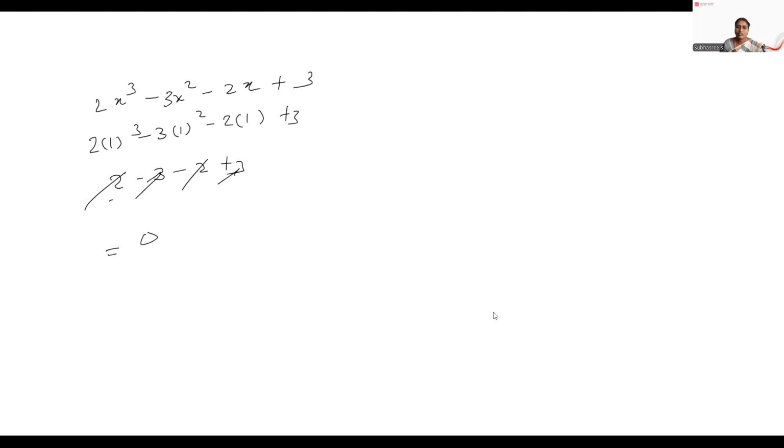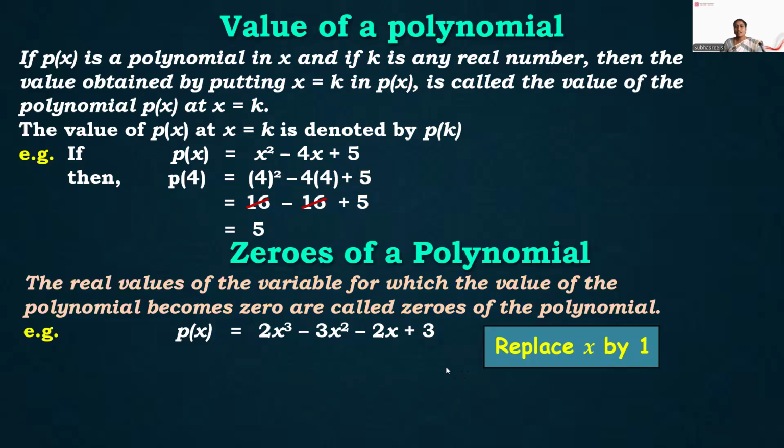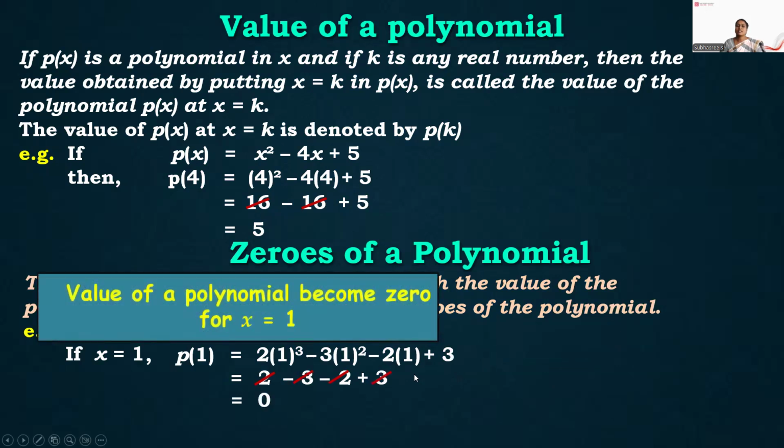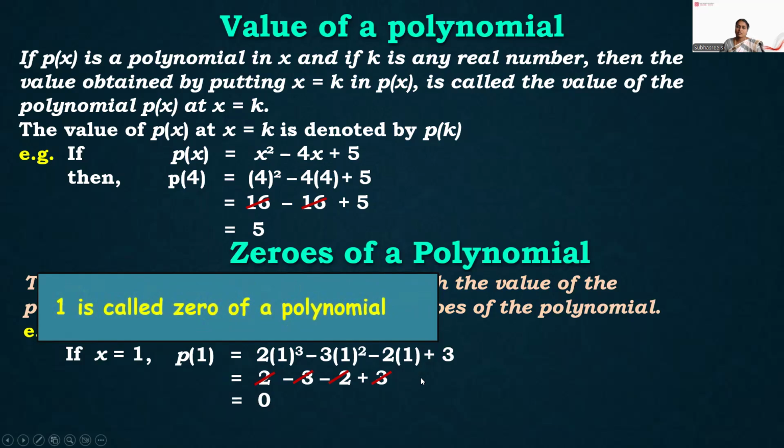It is understood that you are going to find the zero of the polynomial. I told you very clearly, when the answer becomes 0, that is called a zero of the polynomial. So when you substitute 1: 2 minus 3 minus 2 plus 3. Clear? Plus 2 minus 2 cancel, plus 3 minus 3 cancel. So the answer is 0. The value of the polynomial becomes 0 only when x equals 1. So 1 is called the zero of the polynomial.